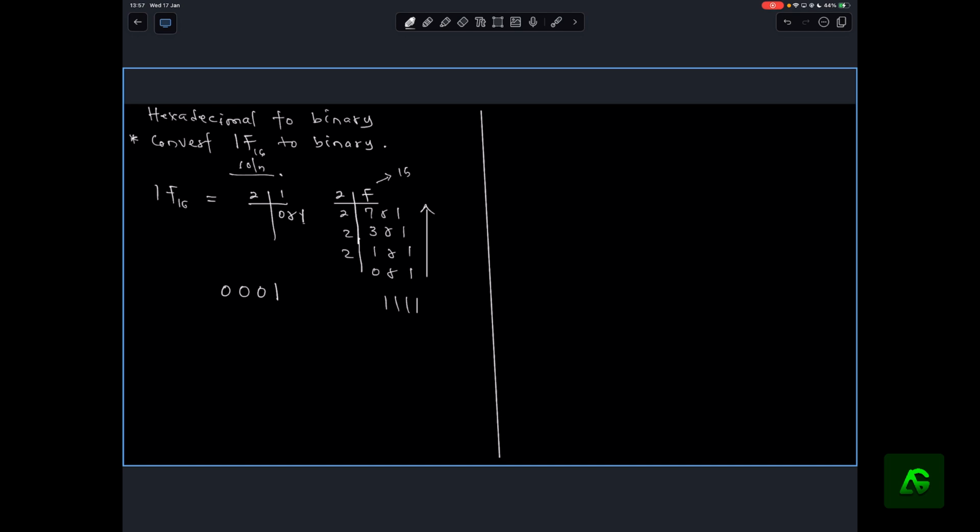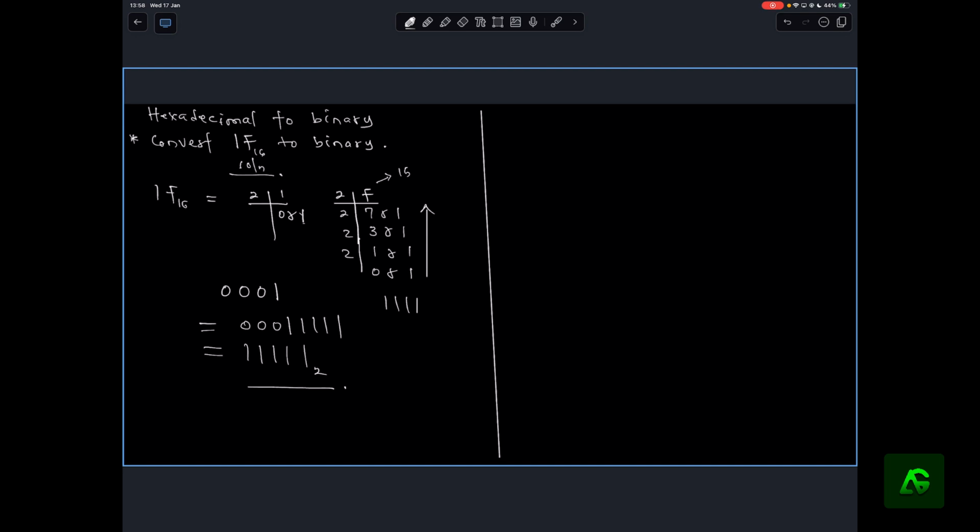So the next thing is to bring the 2 results together. It will be 0001, then 1111. So our answer will be 00011111 in base 2. Since I have this one in base 16, this one too should be written in base 2 like this. So I believe that one is clear, right? Yes, sir.